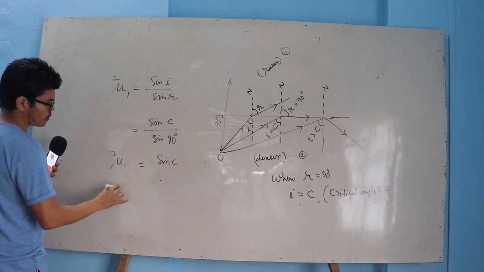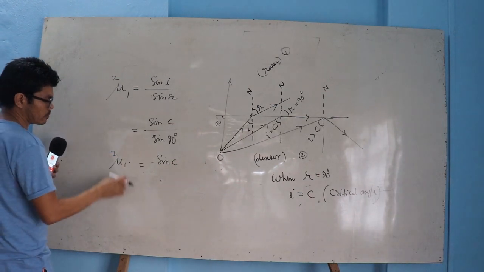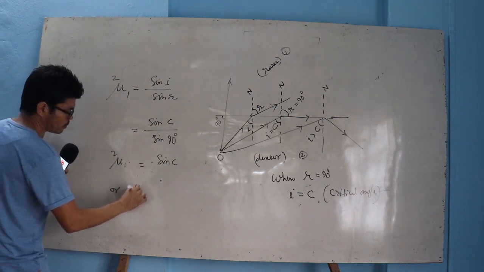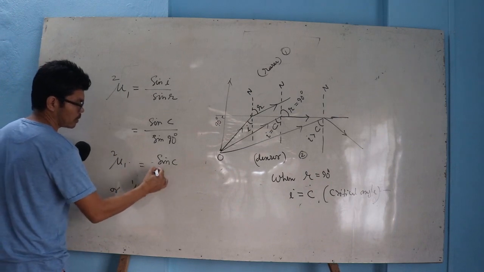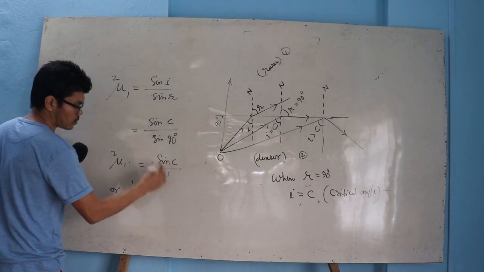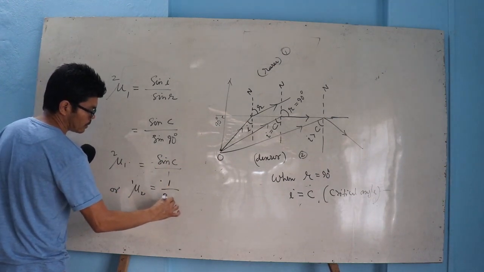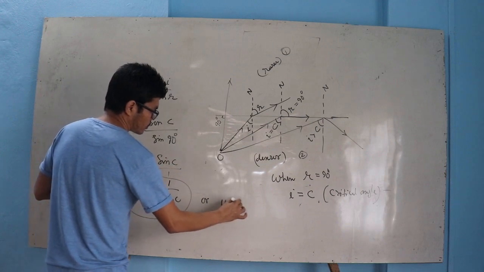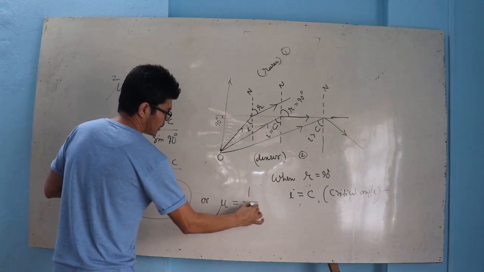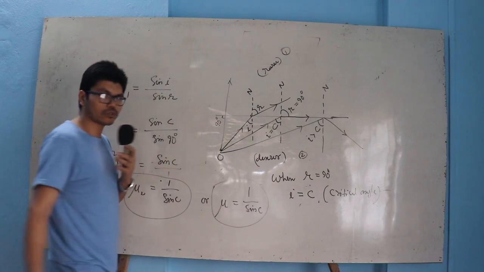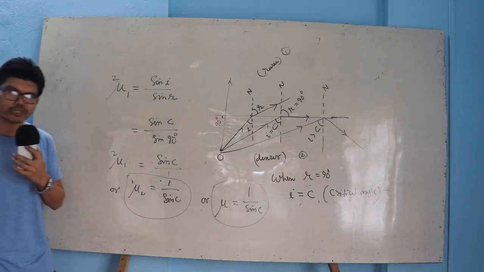Or if you interchange these two, refractive index from 1 to 2, then 1 is there in the numerator, so this can be written as 1 by sine C. Or in other words, mu is equal to 1 by sine C. It simply means that the refractive index and the critical angle are inversely proportional to each other.